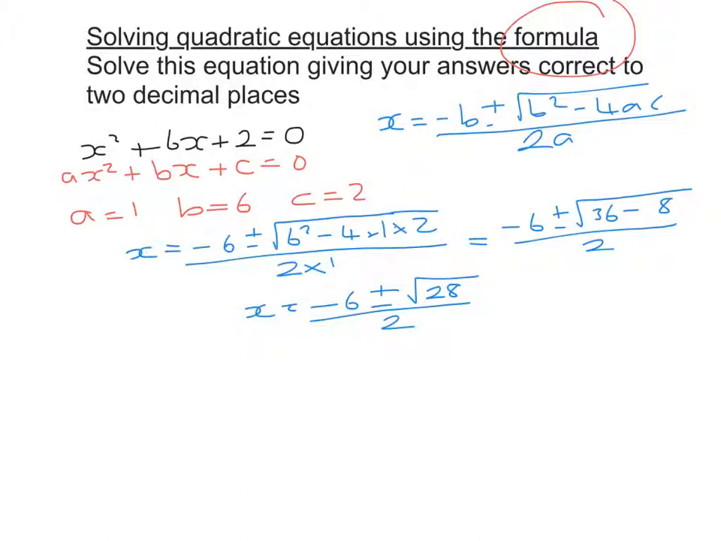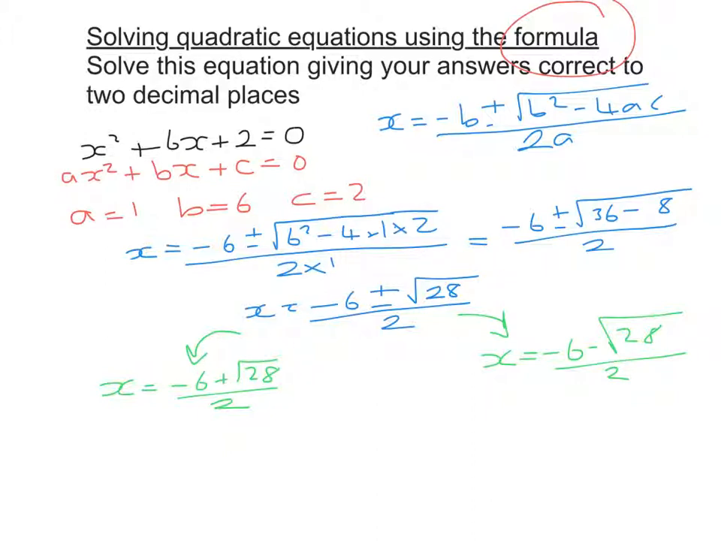Right, this is where the plus and the minus comes in. I've got two possible answers now, so I'm going to change colour. I've got one option where x is equal to minus 6 plus the square root of 28, all divided by 2, and my other option for my answer is x is equal to minus 6 minus the square root of 28, all divided by 2.